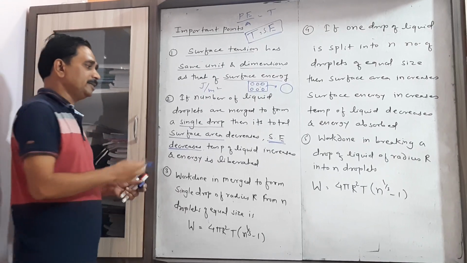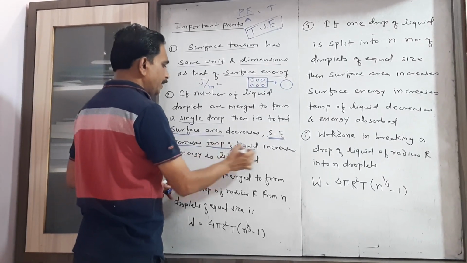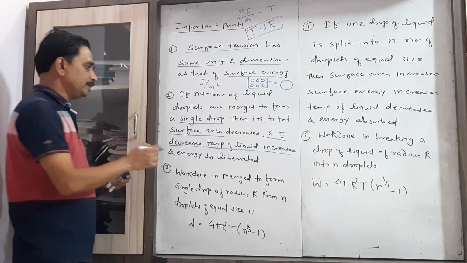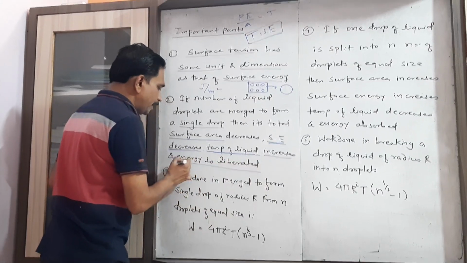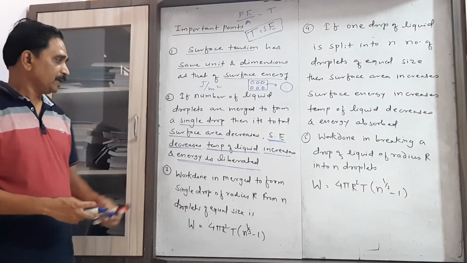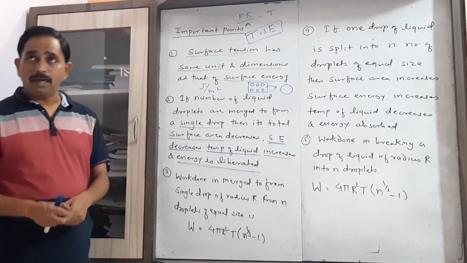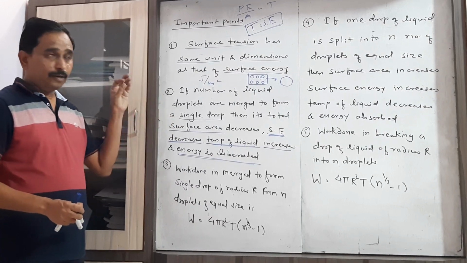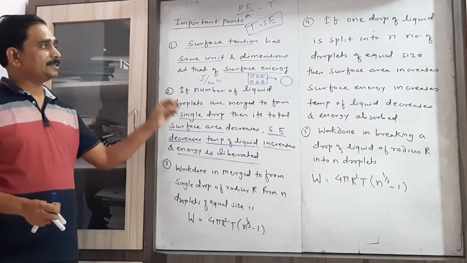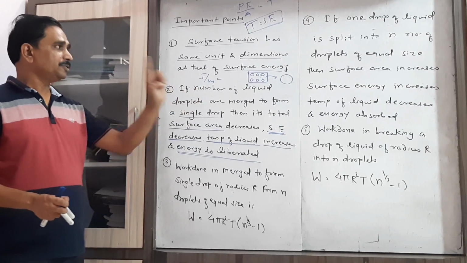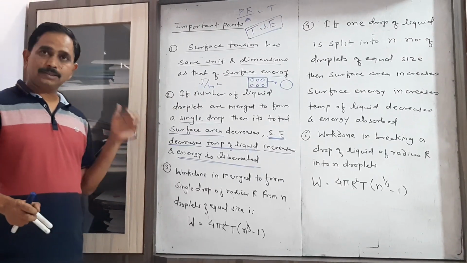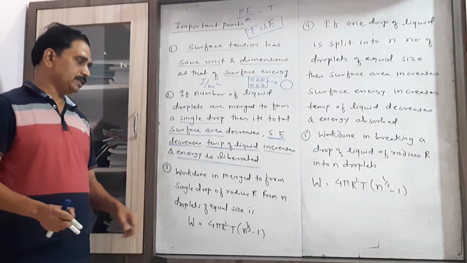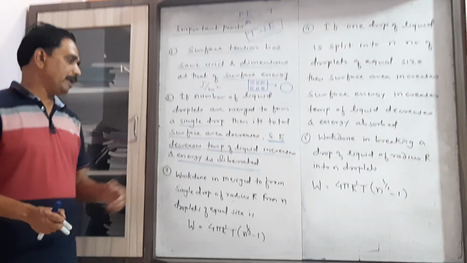Surface energy decreases. Here in this process, temperature of the liquid increases, and as temperature of the liquid increases, energy is liberated, energy is given out to the surrounding. So that's why energy is liberated. So these are the things you have to keep in mind when a number of droplets of equal size combine together to form a single drop. In this process, surface area decreases, surface energy decreases, temperature increases, and because of which energy is liberated.